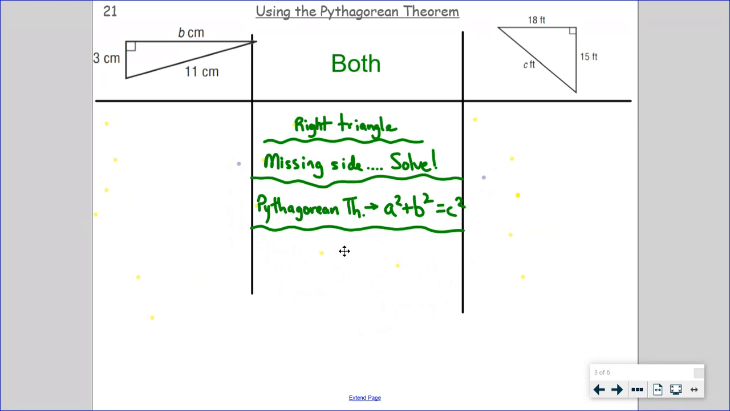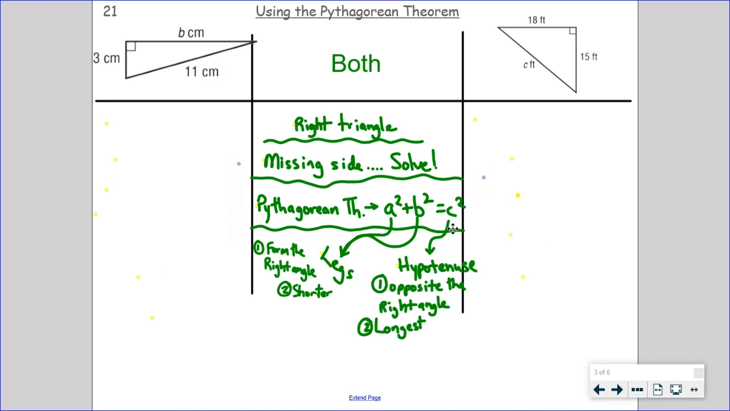A squared plus b squared equals c squared, where a and b are called the legs. They form the right angle, and they are the shorter of the three sides. Meanwhile, that side C is called the hypotenuse. You can identify it two ways.